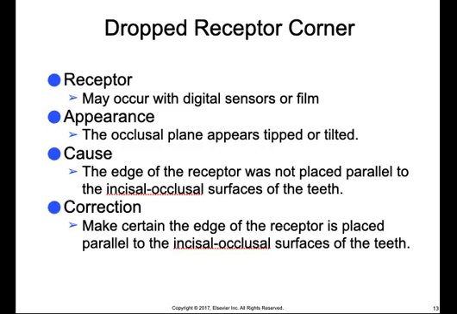To prevent a dropped receptor corner, make certain that the edge of the receptor is placed parallel to the incisal occlusal surfaces of the teeth, and instruct the patient to bite down firmly on the bite block to stabilize the receptor. A lot of times this type of error occurs when the finger holding method is used with the bisecting technique. This is why we probably should never have the patients hold the receptor, just because errors like this can happen.